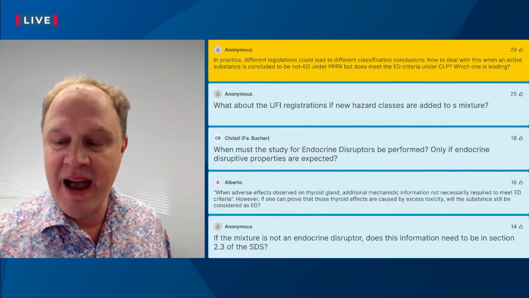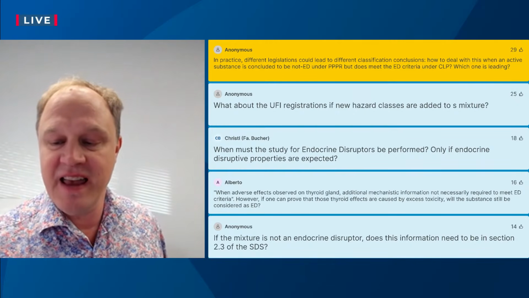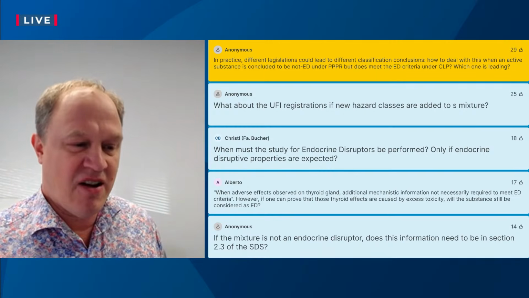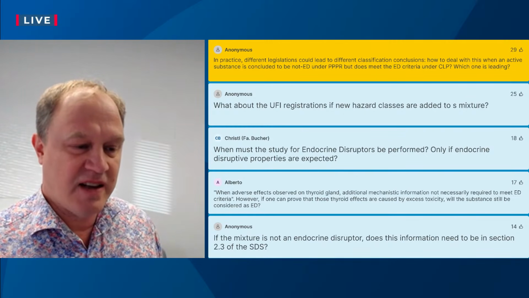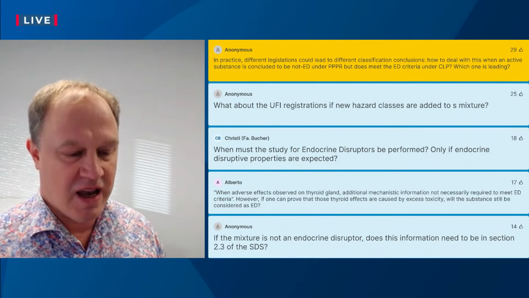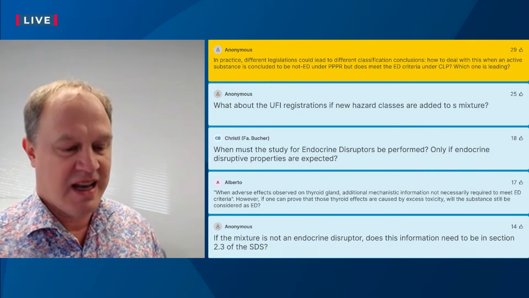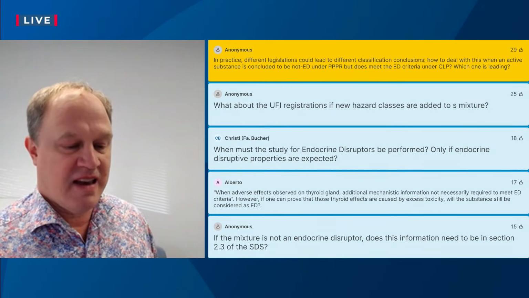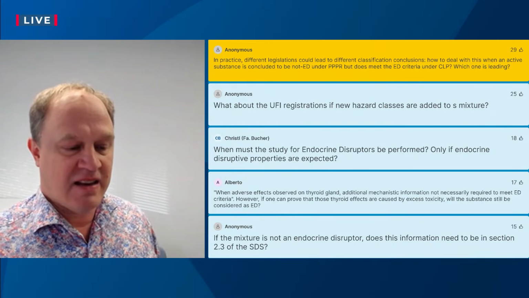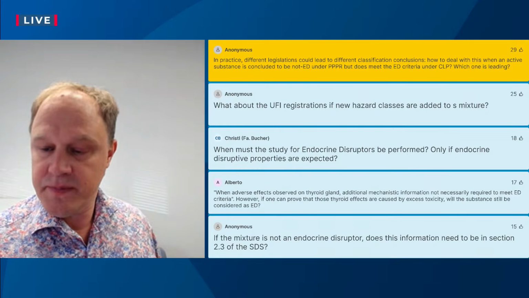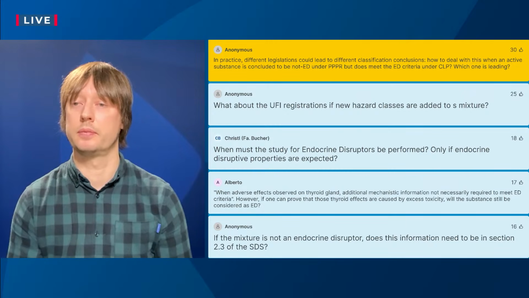And I guess it is still possible that you have a substance concluded as not meeting the ED criteria, but they are later classified as ED Cat 2 based on CLP criteria, because EFSA does not look at ED Cat 2. The pesticides and biocides criteria are the same as ED category 1. Thank you very much.